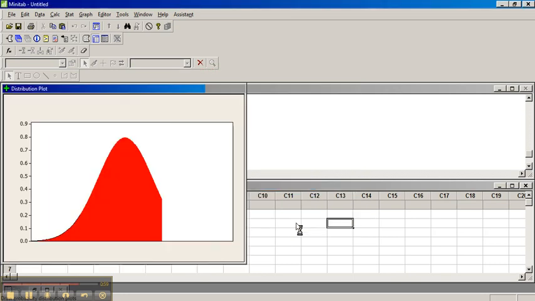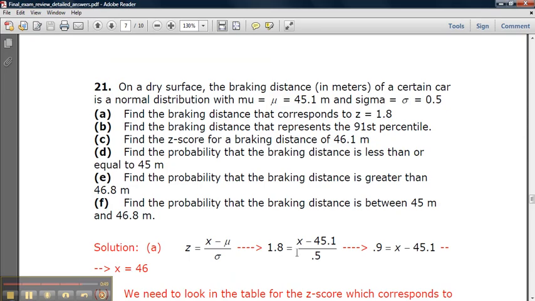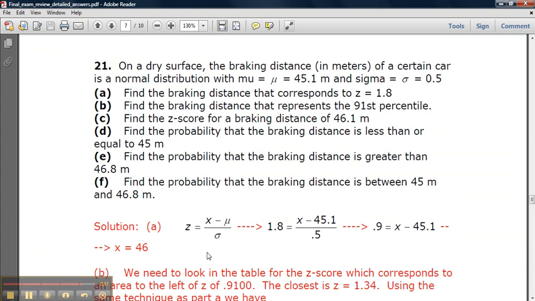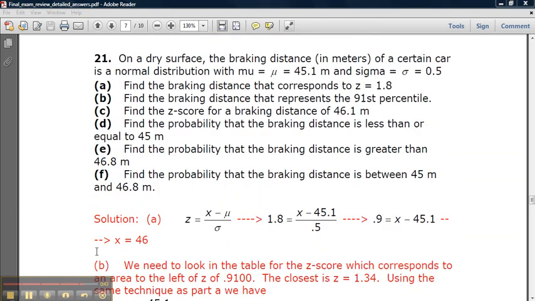Then I click OK. Here it is. My x value is 45.77. You can probably round that up to 46. And that's it for part B. For the rest of this problem, it's the same process. I would use Minitab and use that graph function to solve each one of these problems. So I think that's it for this section.